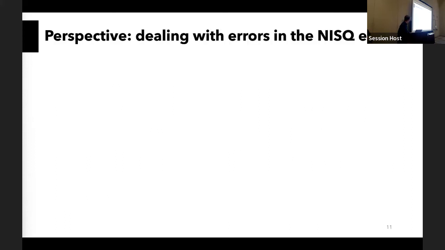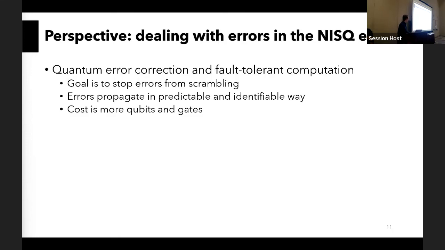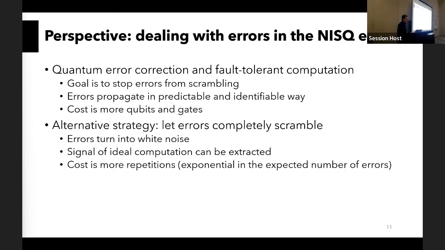And I want to conclude with just a perspective on this result and dealing with errors in the near term and far term. So in the long term, we want to do quantum error correction, which operates by, when an error pops up in your circuit, making sure it doesn't propagate, because you want to identify which error happened and be able to correct it in an organized way. And the cost here is more qubits and more gates.